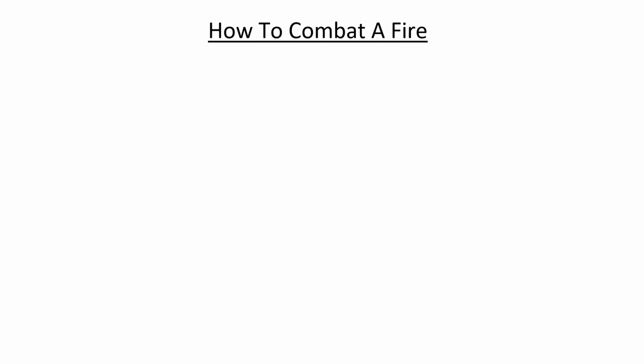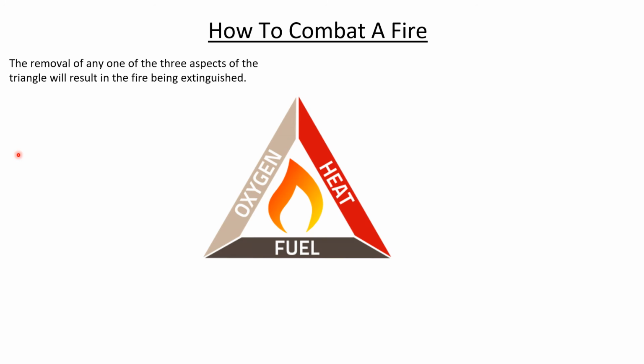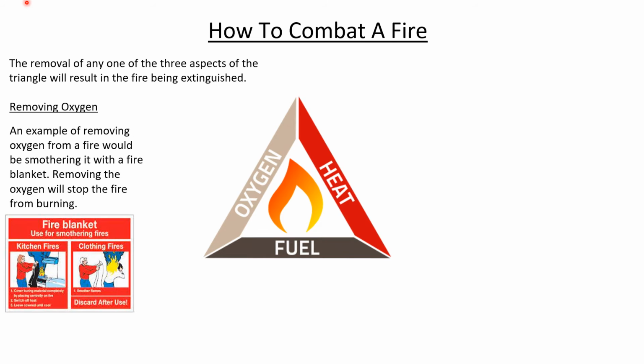So how do we combat a fire? Looking again, we see the fire triangle, and the removal of any one of these aspects from the triangle will result in the fire being extinguished. First of all, we'll take a look at removing oxygen. An example of removing oxygen would be the act of smothering it with a fire blanket. This fire blanket will stop further oxygen being absorbed into the fire and stop it from burning.